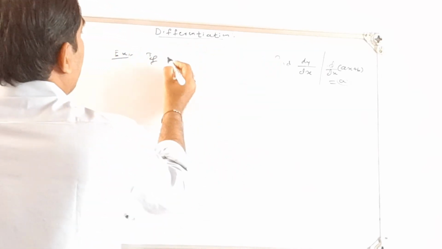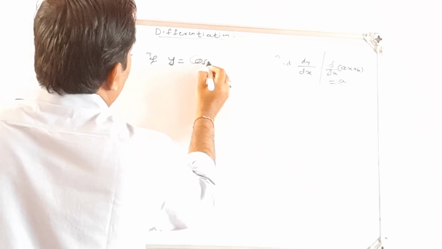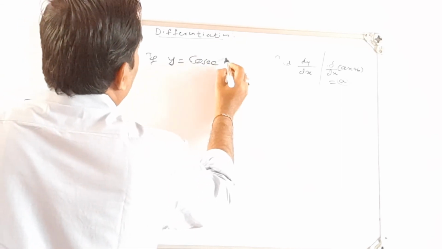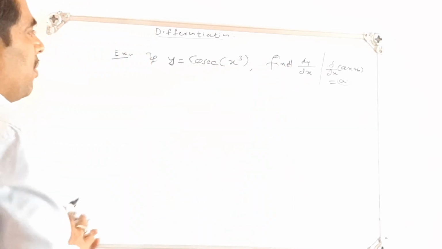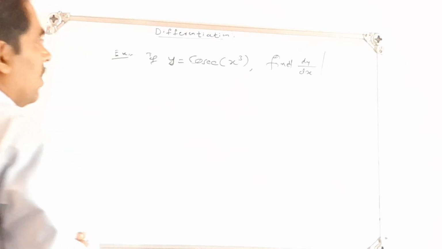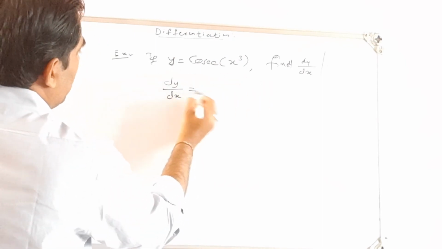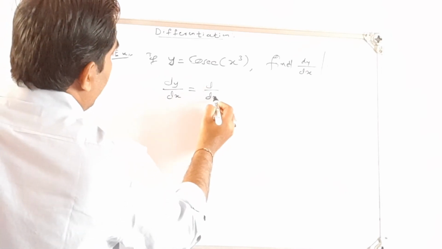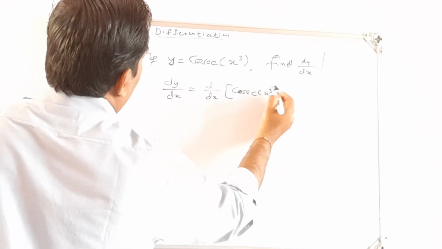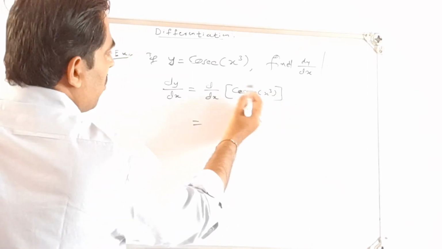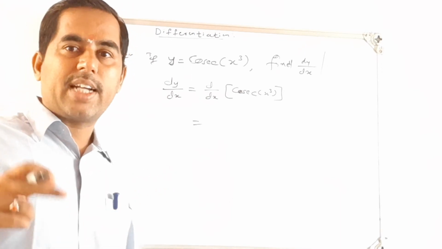So if we take y is equal to cosecant of x cube, then find dy by dx. Okay, so differentiate both sides with respect to x. I will get dy by dx is equal to d by dx of cosecant of x cube. What is the derivative of cosecant x? You have to remember this formula. The derivative of cosecant x is minus cosecant x into cot x.